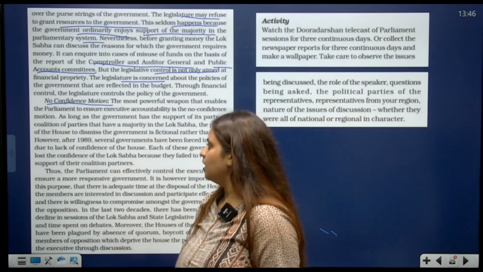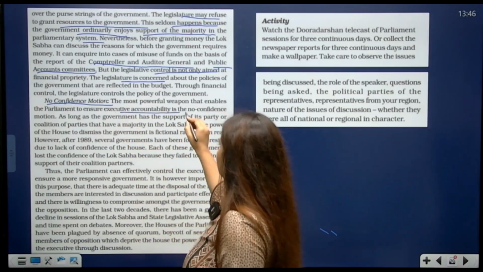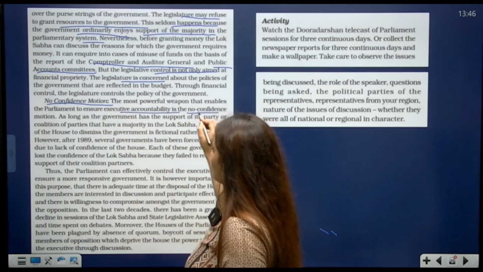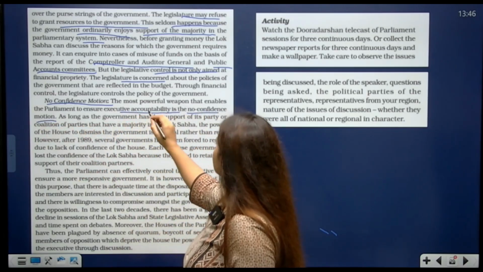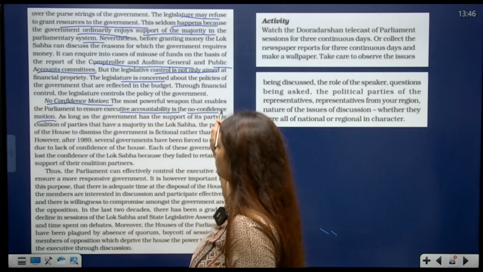The parliament has to ensure that the executive is accountable. The most powerful weapon that enables the parliament to ensure executive accountability is the no confidence motion.